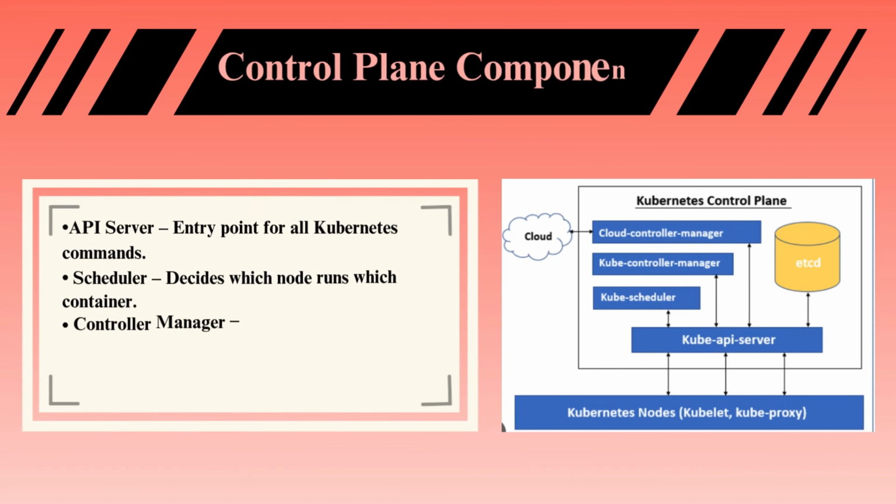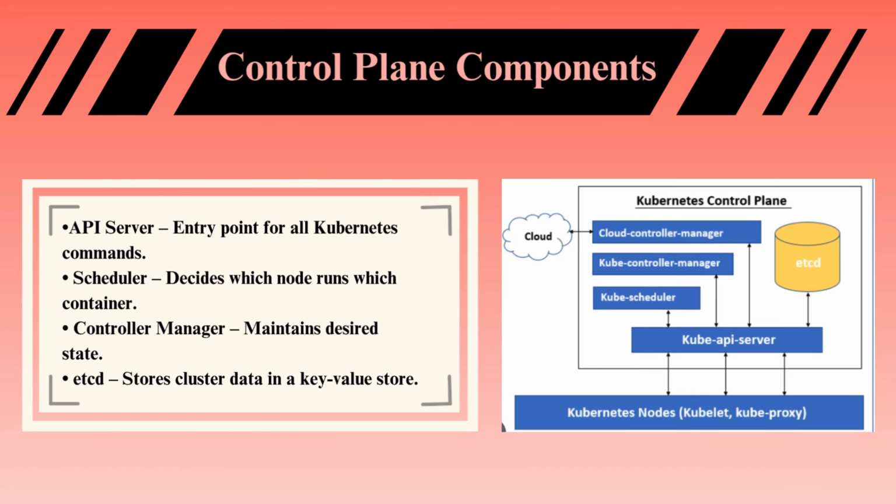Control plane: API server, the entry point for all Kubernetes commands like kubectl. Then we have the scheduler, which decides which node runs which container. Third, we have the controller manager, which ensures the cluster stays in the desired state. And etcd, which stores cluster data as a key value store.